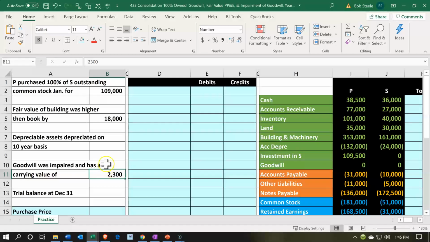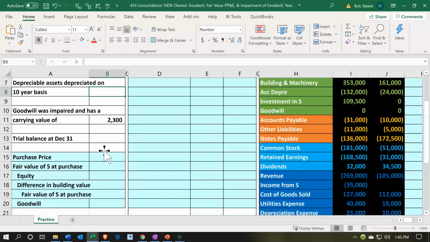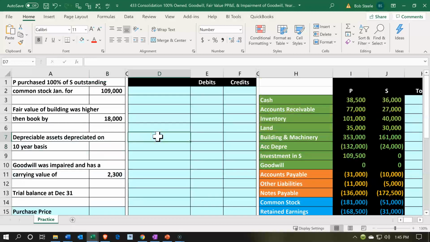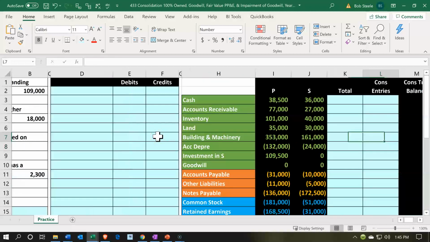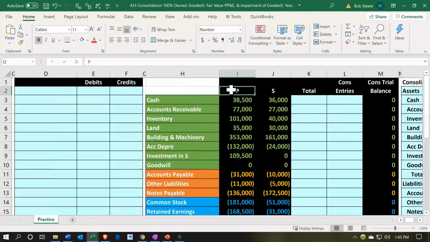Here we are in our Excel worksheet. We have our information on the left. We're going to be entering that information into the blue area on the bottom and to the right. Then we've got our consolidation worksheet where we have company P's trial balance a year after the point of the purchase, and S, of course. We're going to be consolidating them together and then entering our consolidation or elimination entries.